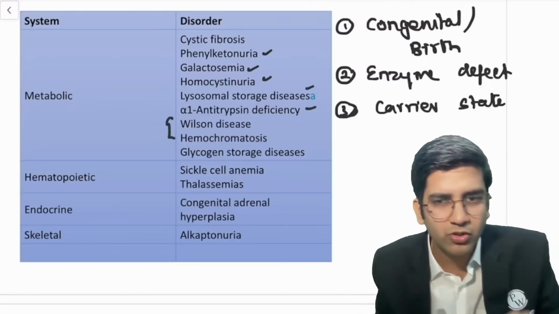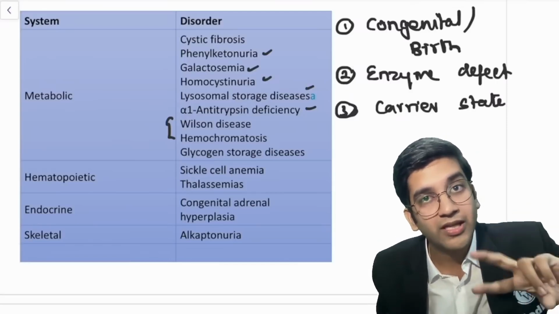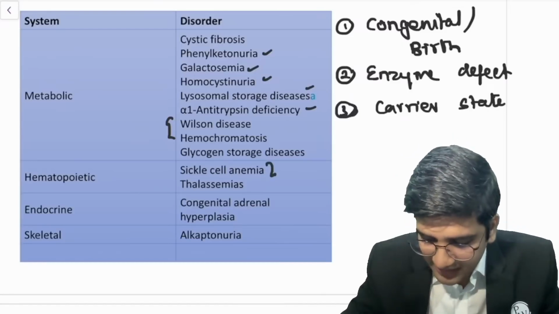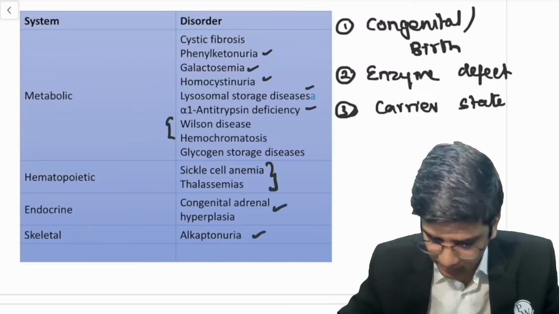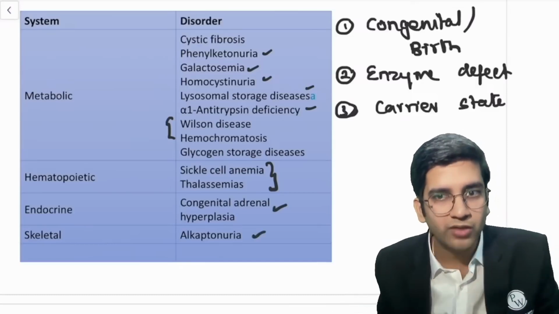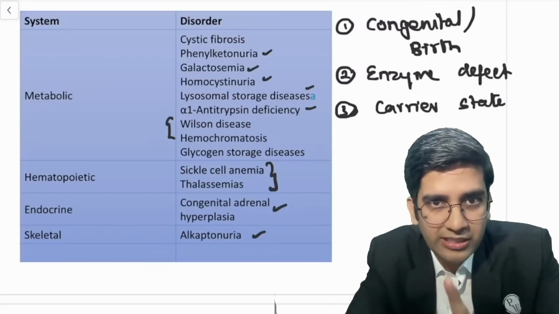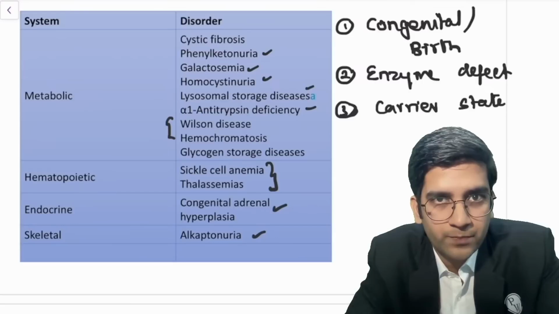These are recessive, not primarily enzymes, but when we read Wilson's and hemochromatosis, in that chapter, you will first read that it is recessive. Sickle and thalassemia, do they have a carrier state? They do. Enzyme. We can solve everything. Remember this. Remember the three things: present at birth, enzyme defect, carrier state. These are clues for a recessive disorder.